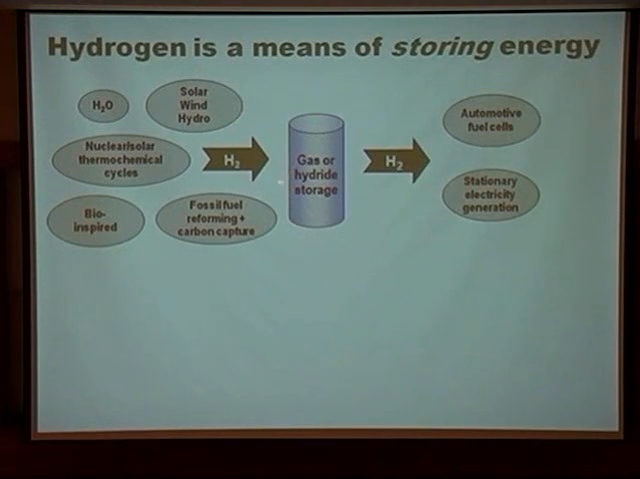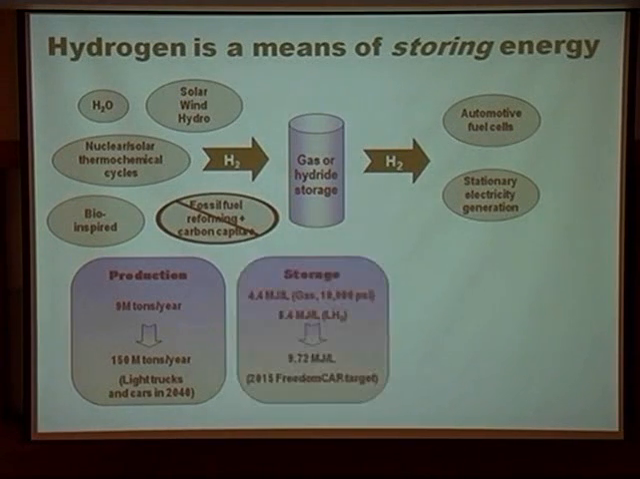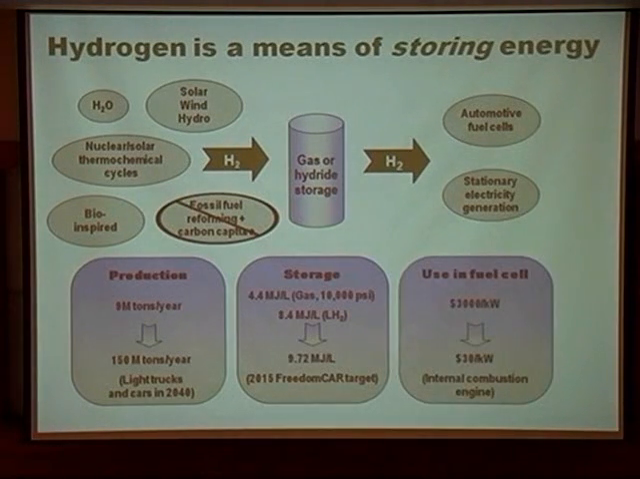You can store this as a gas or a hydride, and then use hydrogen in automotive fuel cells or in stationary electrical generation. So those are the three parts of that economy that we need to look at. And just quickly, we don't want to do fossil fuel reforming in the long run. That's not a good way to do energy. Good for the chemical community right now, but not for what we want to do.